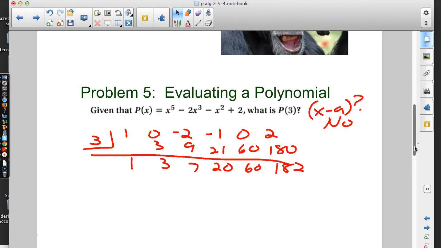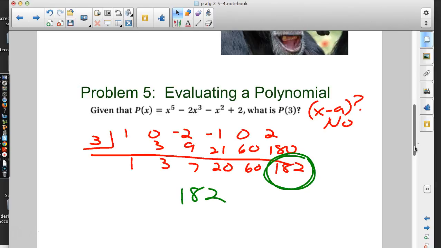Everybody there? Take a peek when you've got your math done. This is our answer. That is our answer. Not the whole thing. They didn't ask us to divide. It said, find what you would get if you put 3 into this function. That's what we just did synthetically.